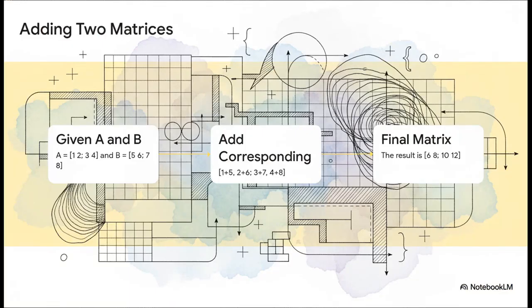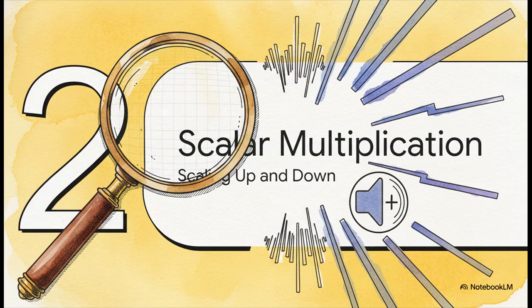Okay, let's actually try one. We've got matrix A and matrix B. They're both 2x2, so check, we're good to go. We take the 1 from A and the 5 from B, add them up, and we get 6. Then we do the 2 and the 6 and get 8. You just keep doing that for every single spot and boom, there's your final matrix. See? Simple as that.